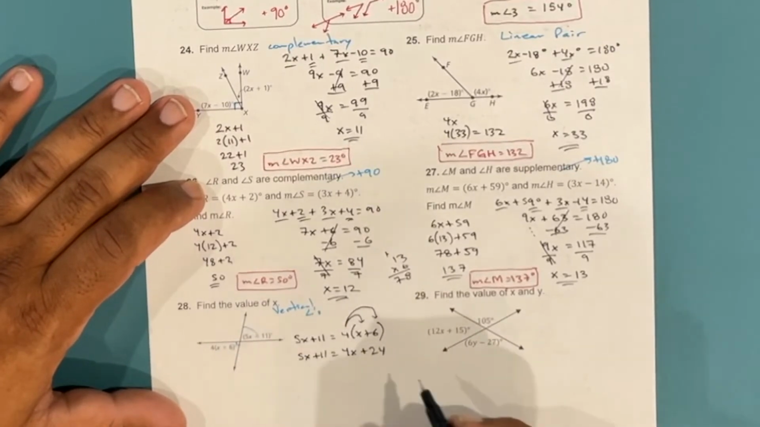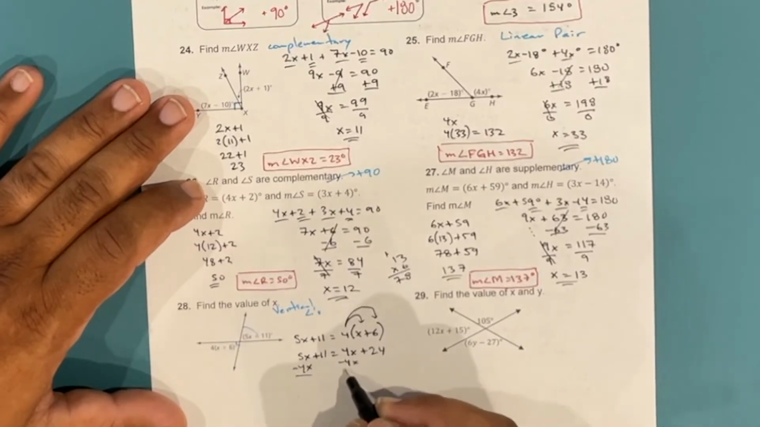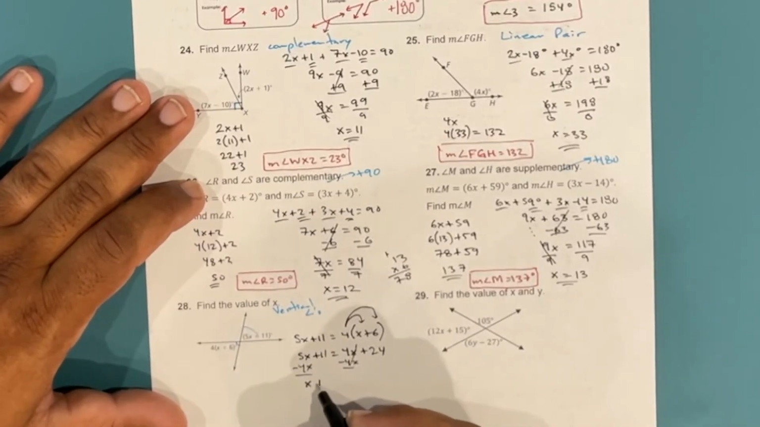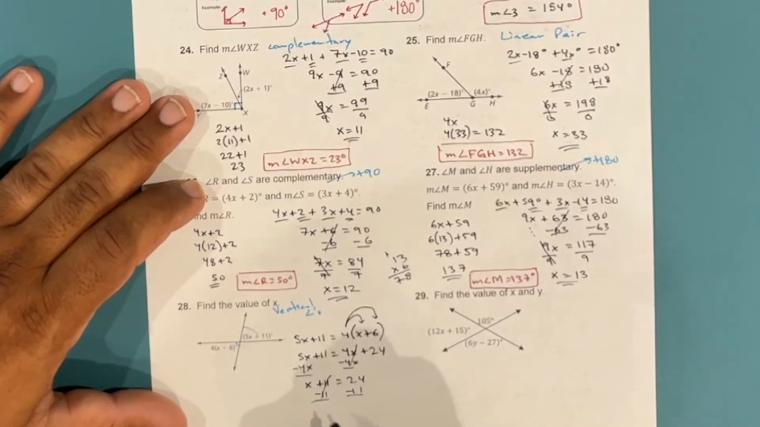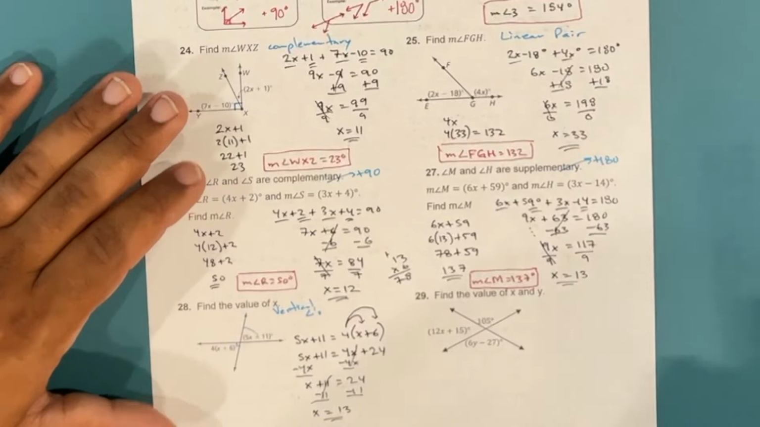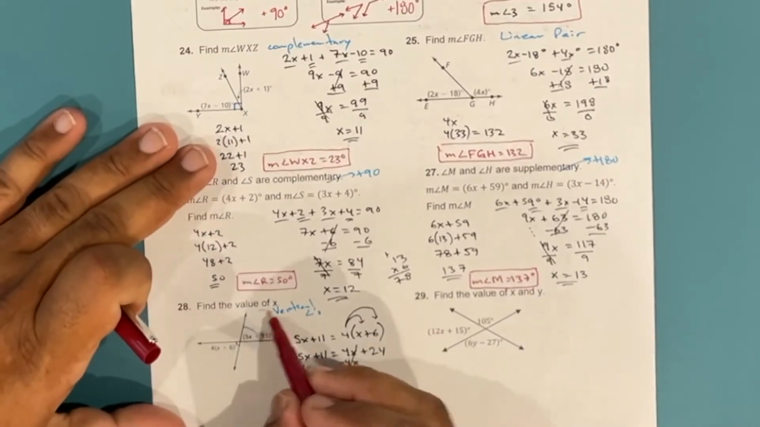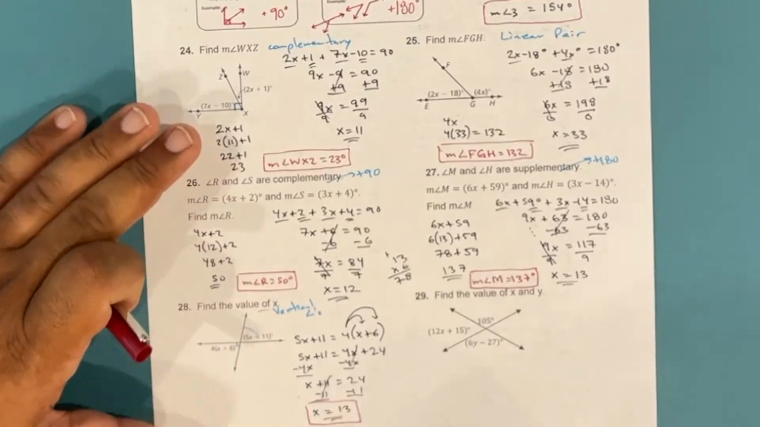5x plus 11. I'm going to subtract 4x from both sides. I get x plus 11 equals 24. Subtract 11. I get x equals 13. Oh, I'm done. No way. Okay, it just said solve, find the value of x. Sweet. Done.